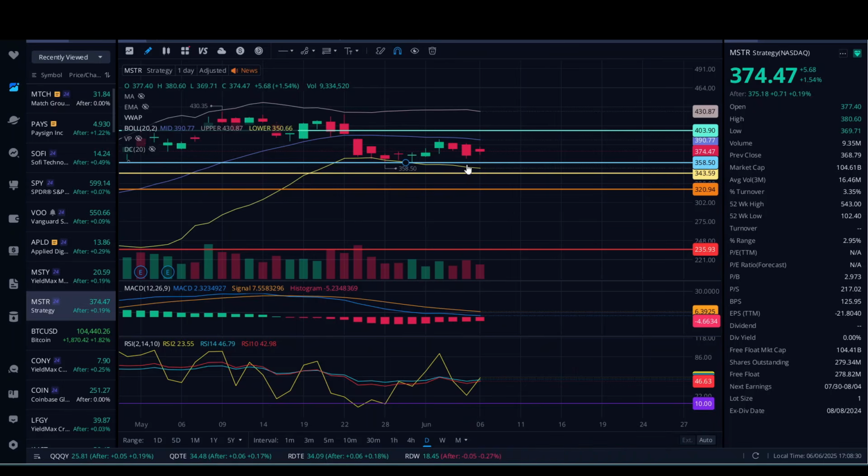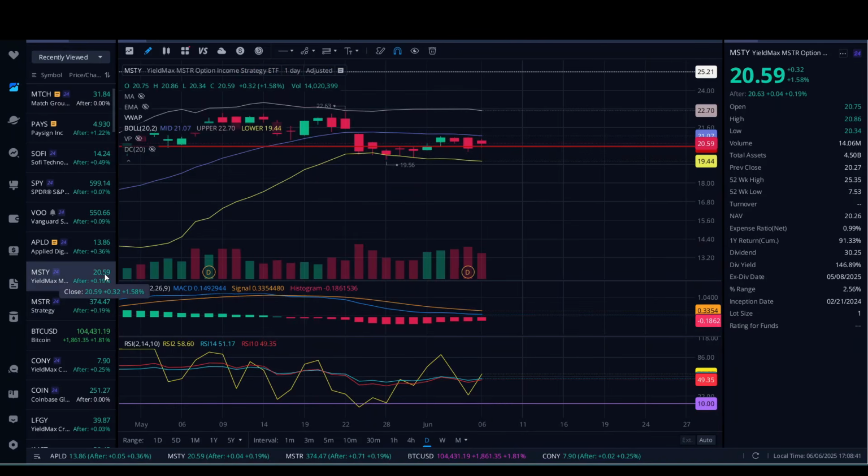And in this case, MSTR went up 1.54%, and MSTY was up 1.58%. So you gotta love that. Looks like we captured all of the up movement of MSTR inside of MSTY as well. So that's got to put a little smile on your face for that, for sure, right?